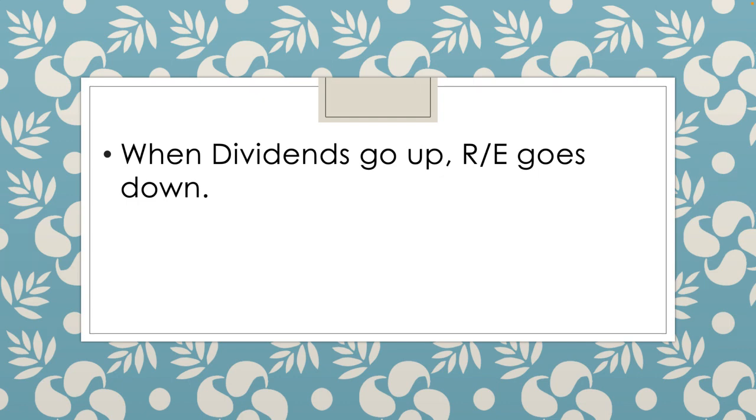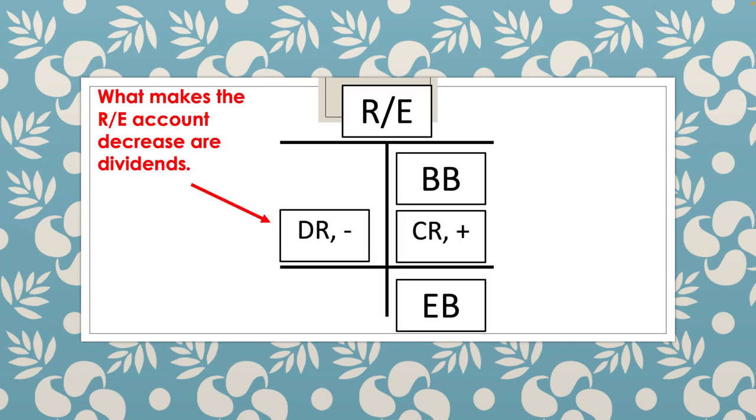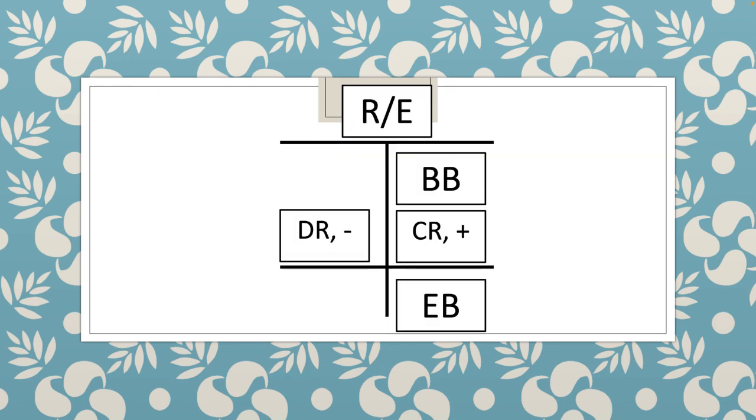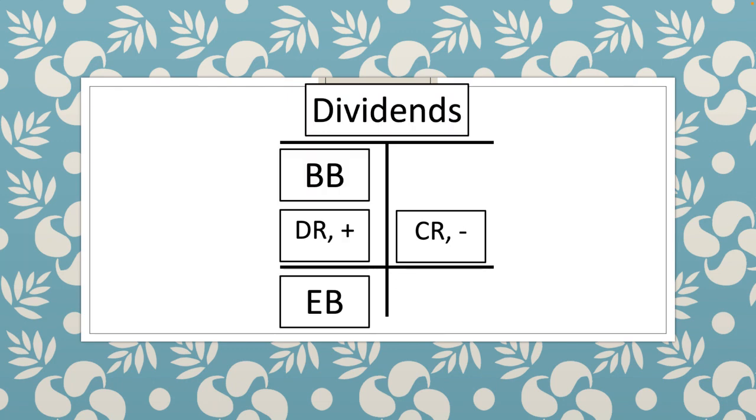Now remember, when dividends go up, retained earnings goes down, and so the dividends are on the money outside of the account. So when a greater amount of dividends are declared, that's going to cause a larger number to be subtracted from retained earnings, because the money going out has to be subtracted mathematically. And so therefore, as dividends get bigger, retained earnings must get smaller. And that means those two accounts move in opposite directions. And so if retained earnings looks like this, which it does with the balances on the credit side, then dividends must look like this with the balances on the debit side.